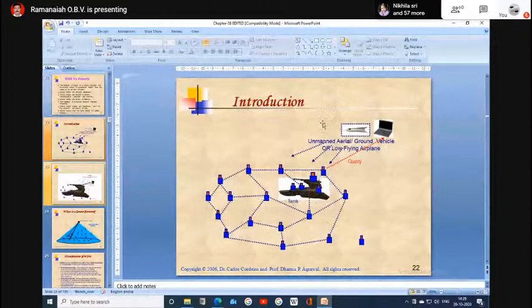Now, what can you understand from this slide? Anyone, please? What is there?